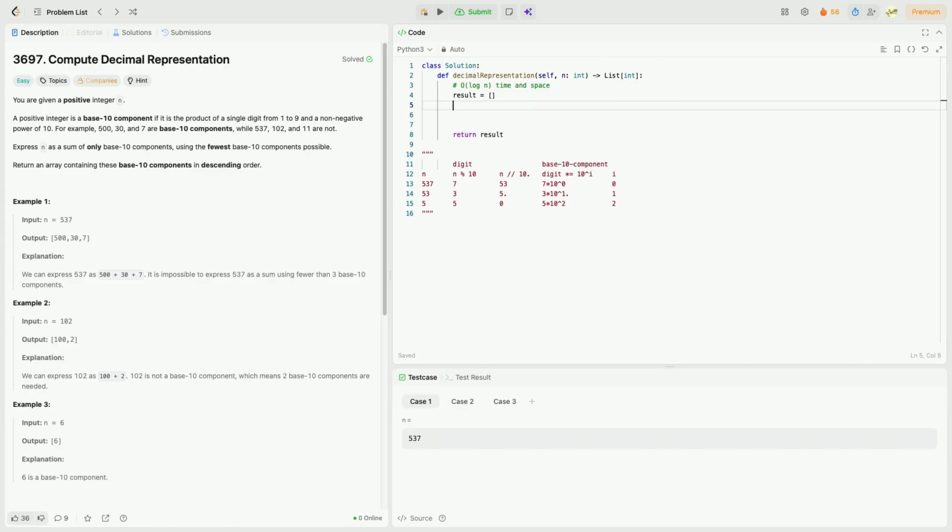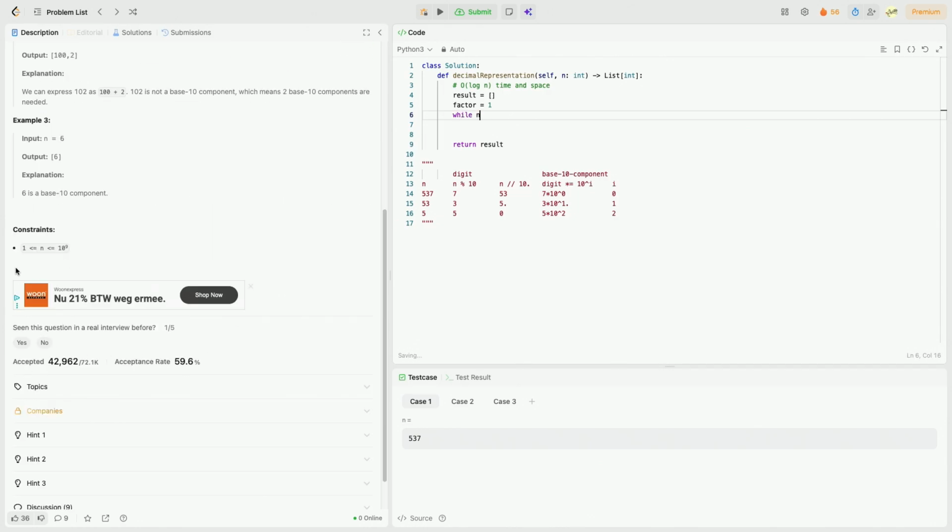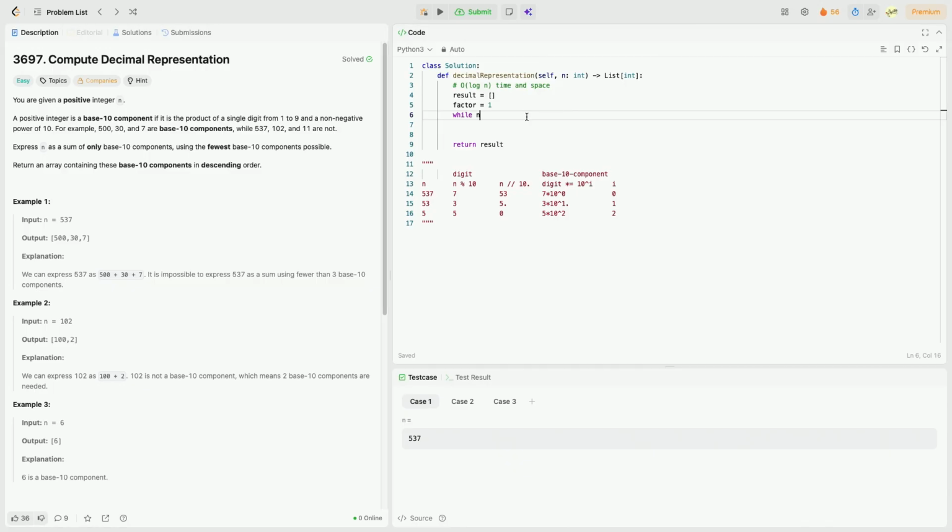So we start with our little factor. The factor is going to be this multiplier here. And in the beginning, we started with 1. Now we need to iterate until n becomes 0, because we know n is a positive number. So it's not negative, so we can just do while n. Now let's extract the digit. Well, that's n modulo 10.